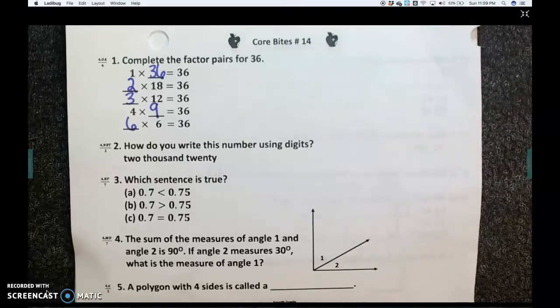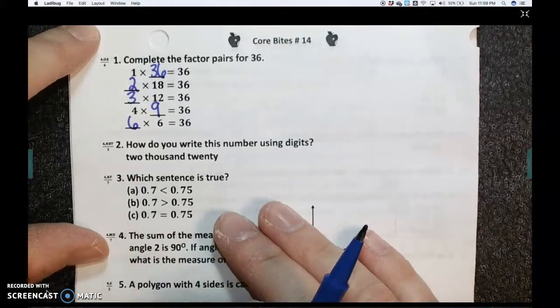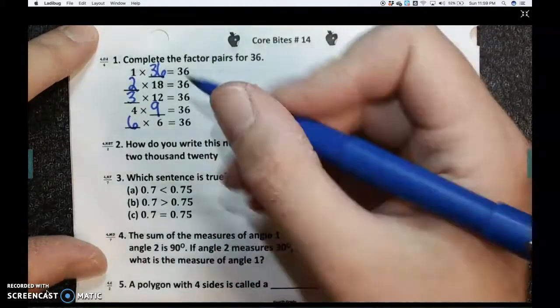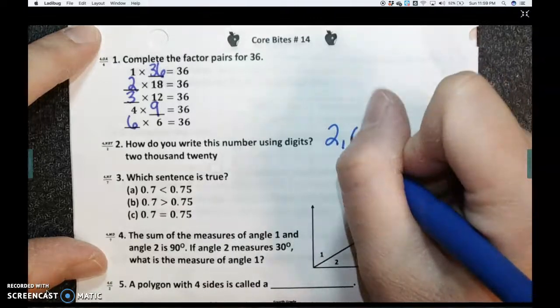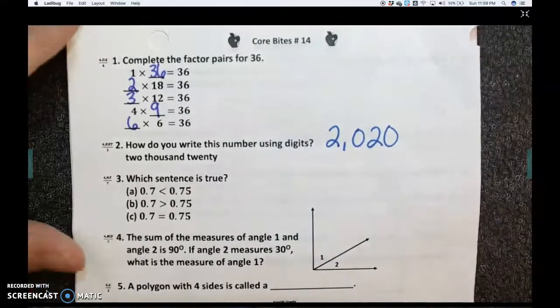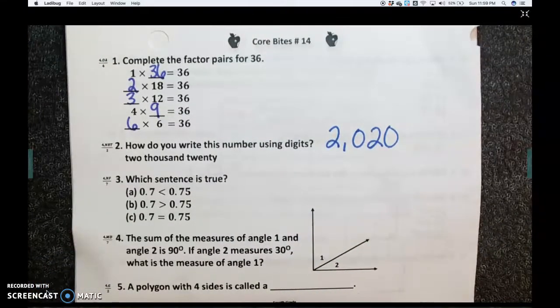For number 2, how do you write this number using digits? And it's in word form here. It says 2020, so they want you to write it in number form. So you would write 2020. There is nothing in the hundreds place for that one.